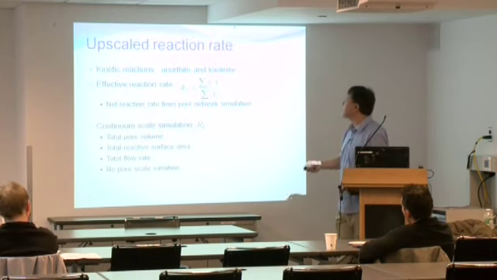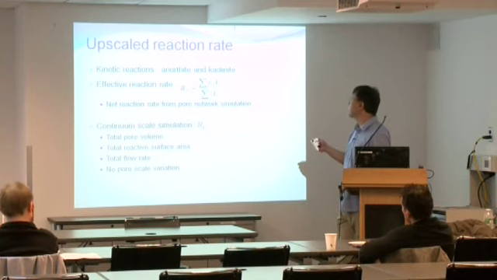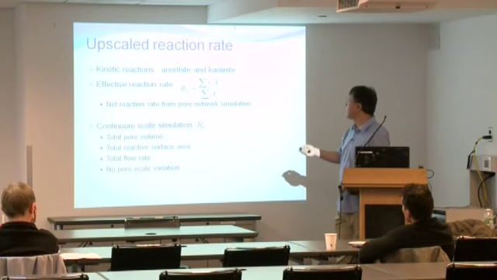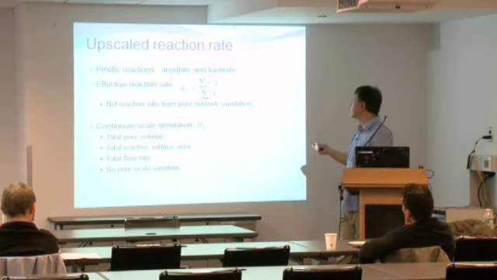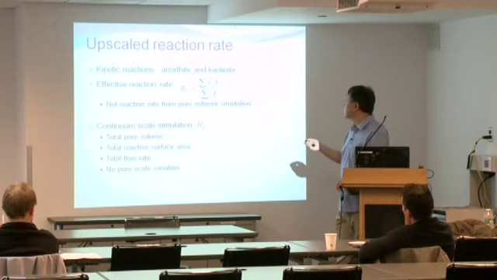Using the simulation result, we compute the upscaled reaction rate for the 2 kinetic reactions, anorthite and kaolinite. And the effective reaction rate is the net reaction rate from the pore network simulation. So this is the sum of all the mass change rate by chemical reaction divided by the sum of all the reactive surface area. So this is a weighted average.